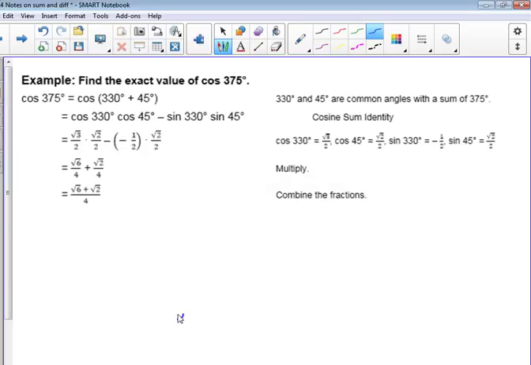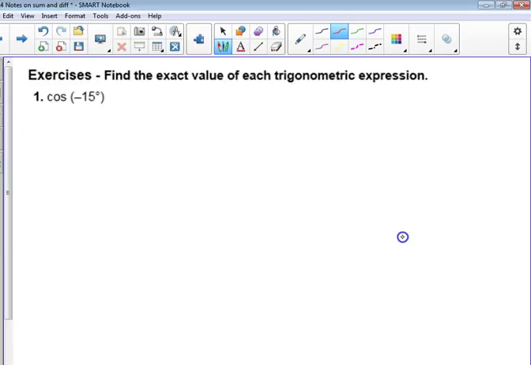This is off your worksheet. There's one on your notes here. It's cosine of 375. You have to find something on the unit circle that adds or subtracts to that number. So 330 plus 45 would make 375. And it was cosine of A plus B, so they expanded it, substituted in the values, simplified, and got this answer. All right, we're going to do one rather than mess around with theirs.